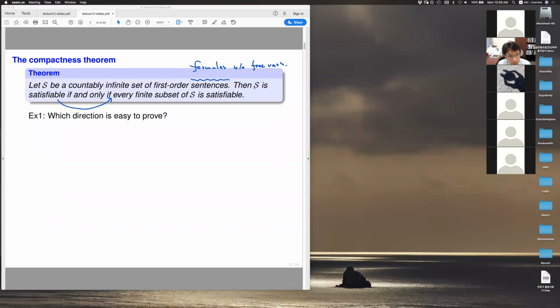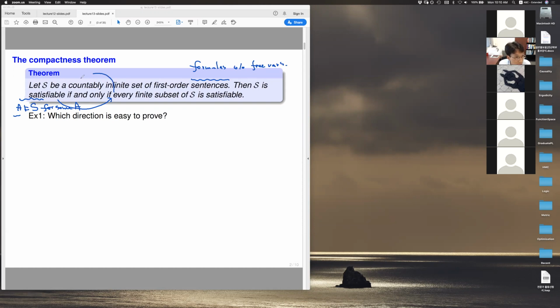That's because if S is satisfiable, that means there is a structure A such that A satisfies S, meaning A satisfies every formula in S. So there's a structure that satisfies every formula in S. Then of course any finite subset is also going to be satisfied. They will all be satisfied by this structure A here. So that part is easy.